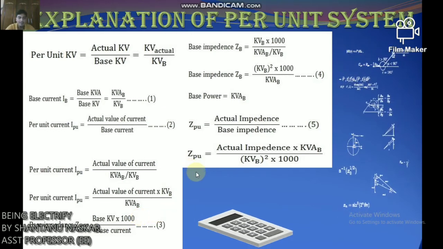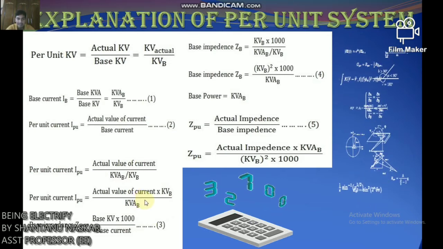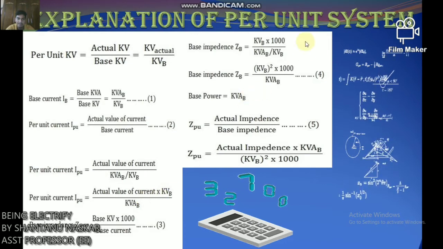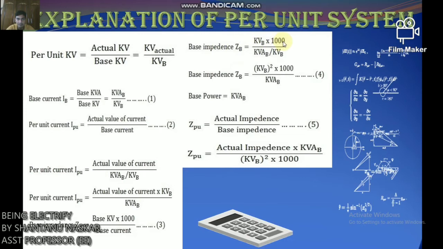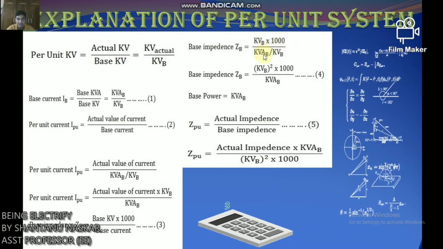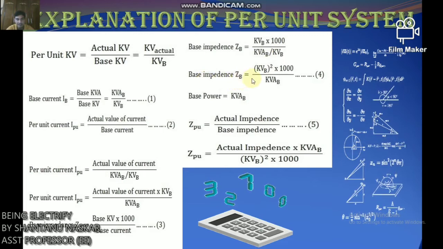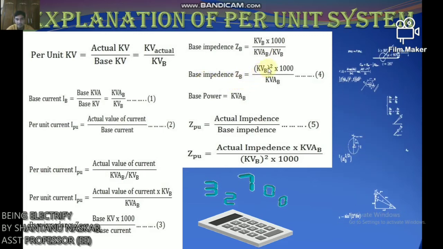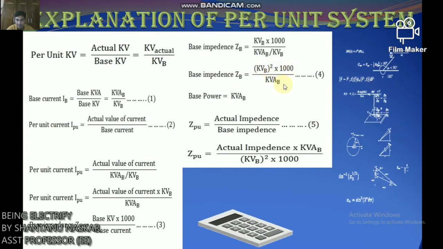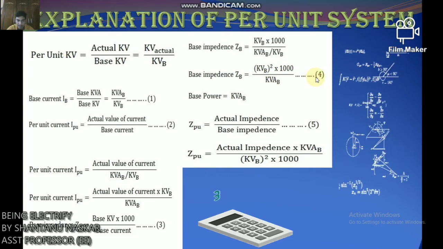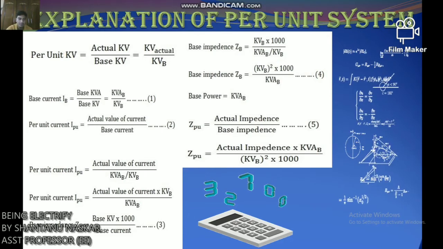Now putting the value of base current from equation 1 in equation 3, we can write base impedance ZB equals kVB into 1000 by kVAB by kVB. Now base impedance ZB equals kVB whole square into 1000 by kVAB, which is equation number 4. From here, base power equals kVAB.